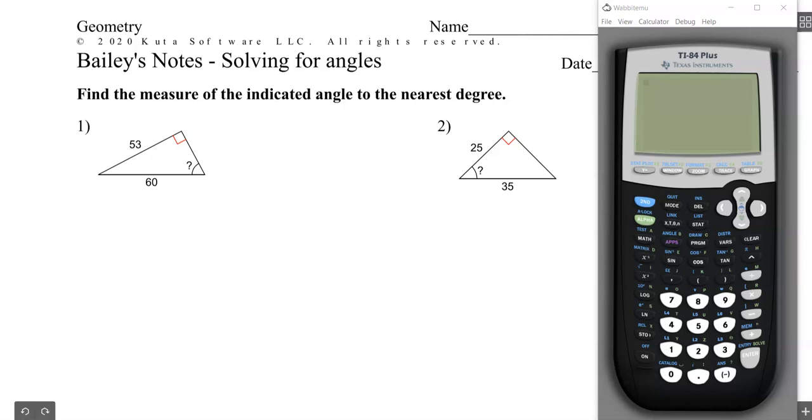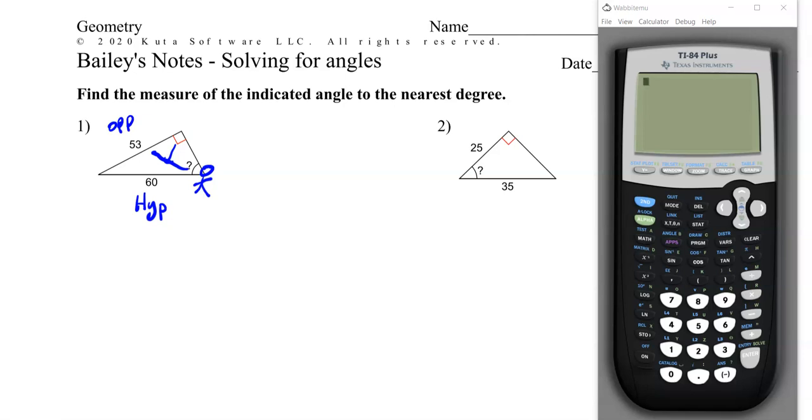So the first thing I would do is put your guy on the unmarked angle. That's the one that we're looking for. And now we need to label our sides. So remember, across from the 90 is always going to be the hypotenuse. And then across from your guy is always going to be the opposite.